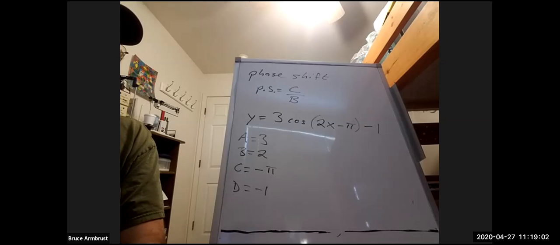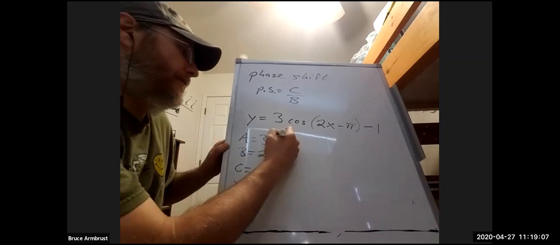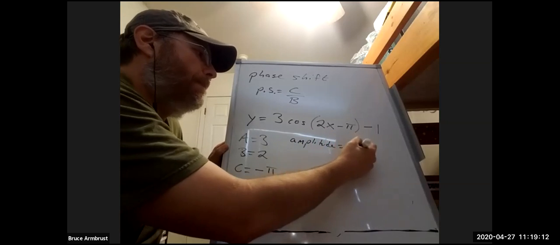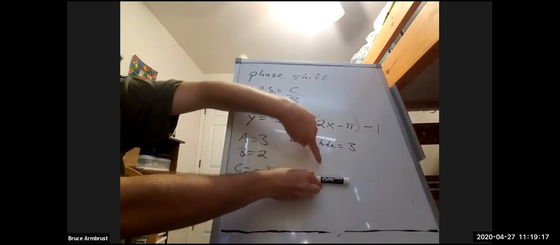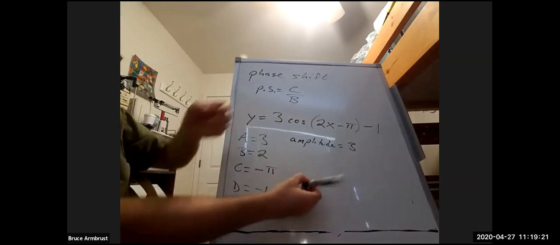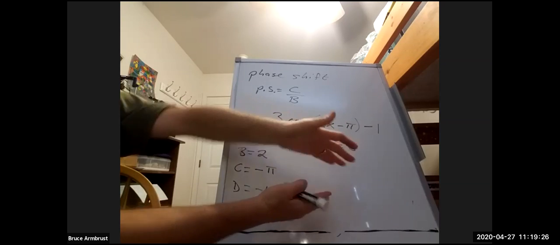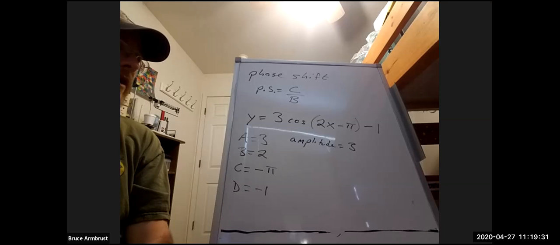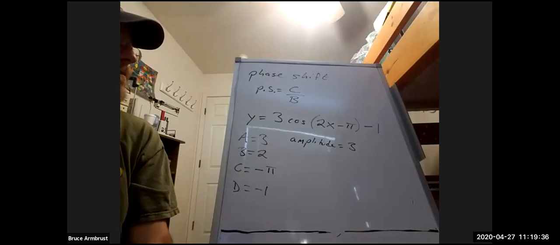Now let's think about what this does in terms of the graph. So A gives me my amplitude. So I know that my amplitude is going to be 3. So that means from the midline, I'm going to go up 3 to a max, and I'm going to go down 3 to a min. So the total top to bottom is going to be a difference of 6 because the amplitude is half. Okay, so we stretched it vertically. That cosine now is taller by a factor of 3.